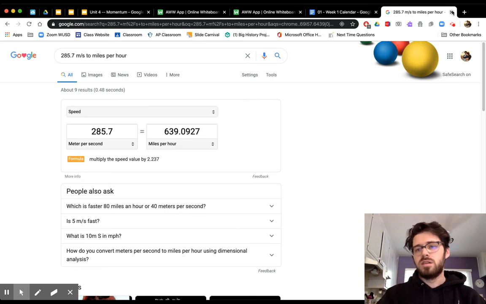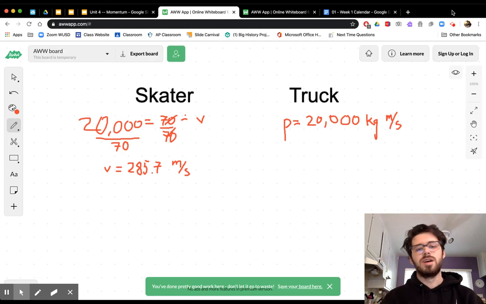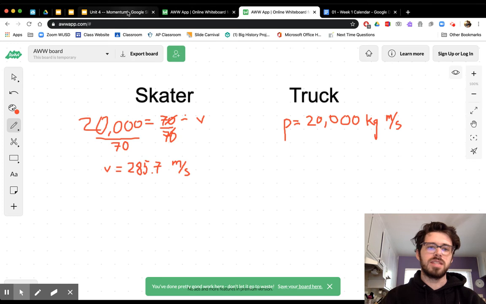And so our skater would need to go the speed of sound, essentially, to have the same momentum as the truck, which hopefully you're chuckling about, because physics can be fun when you get ludicrous numbers like that. So anyways, I'll go ahead and put this whiteboard over to the side.